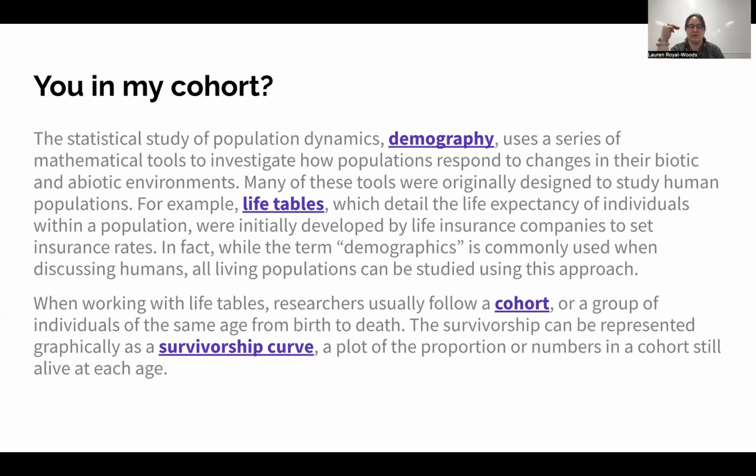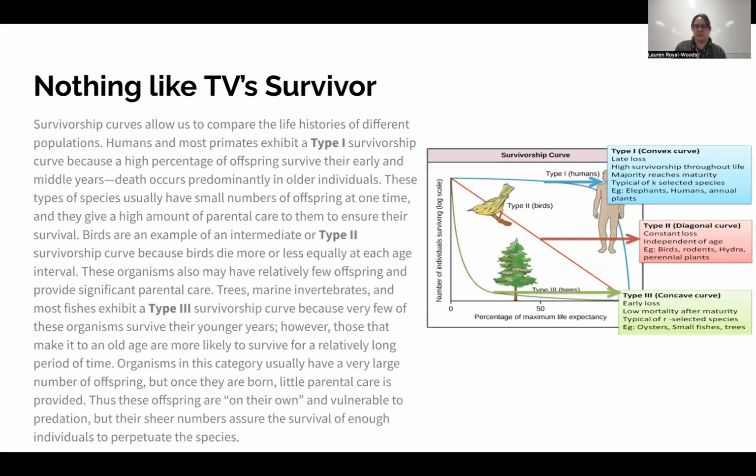And the more we did this in biology, the more we realized there's three types of life expectancies in all species, or individual species, different species, like humans versus birds. And we're going to see that right now. So all living things can be lumped into one of these three types. And the first type is type 1, which is humans and primates. We're definitely exhibiting a type 1 survivorship curve because we have a very late loss.